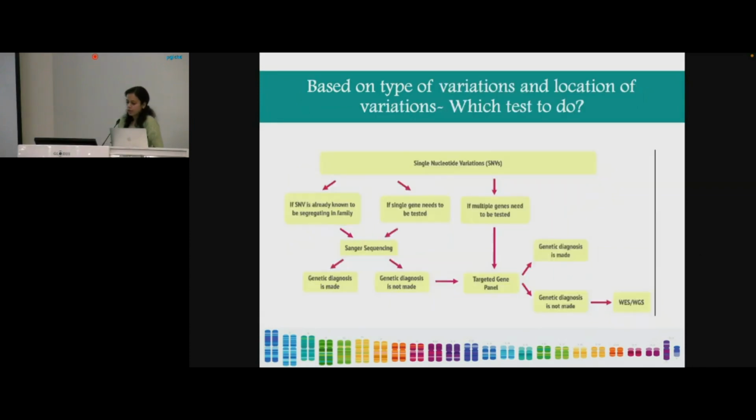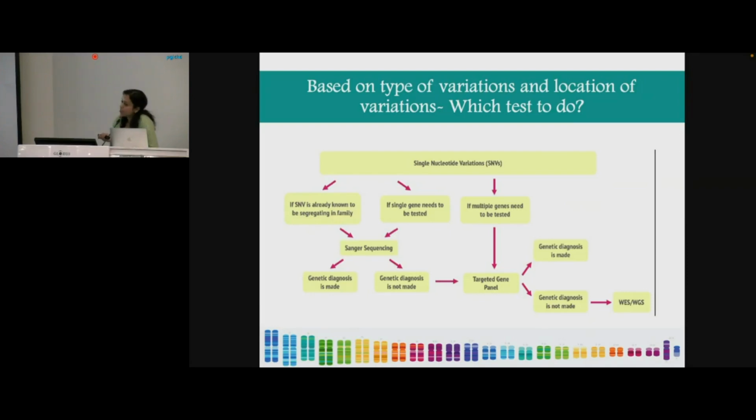Through prior knowledge that SNVs are the major cause of your phenotype, you need to see what kind of variations are present. If you are suspecting single nucleotide variations, and the SNV is already known to be segregating in the family, and you need to find out whether it is segregating in the family, go for Sanger sequencing. If a single gene needs to be tested, again, if it is a small gene, it is better to go for Sanger sequencing. If the size is big, then you can go for targeted sequencing or NGS.